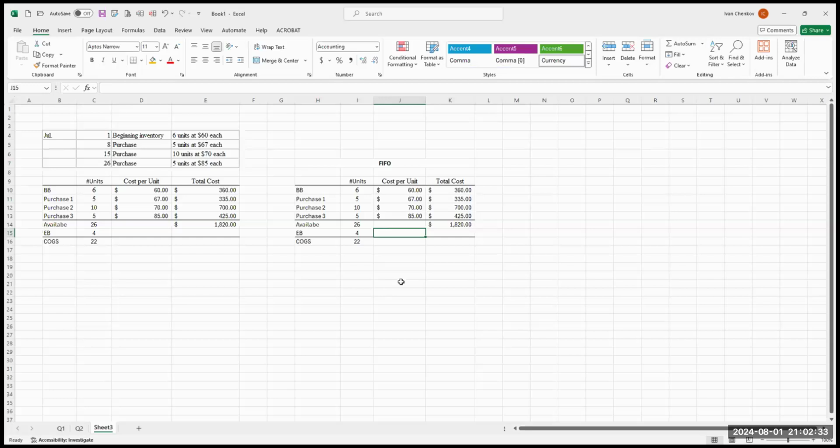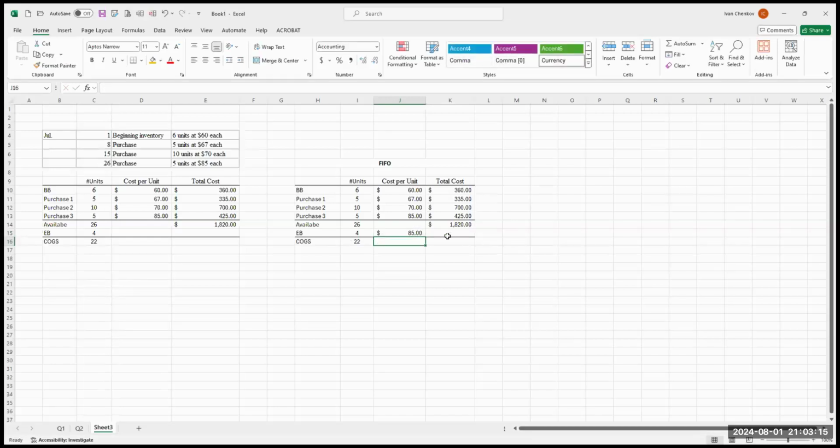Obviously, the cost of my ending inventory will be the cost of my last item that I purchased. What was the cost of my last item that I purchased? $85. How many items did I purchase? 5. So from where did those 4 units that I have available at the end as ending balance come from? They came from the last purchase, number 3. What was the cost per item on that particular purchase? $85. Not 850, only $85.